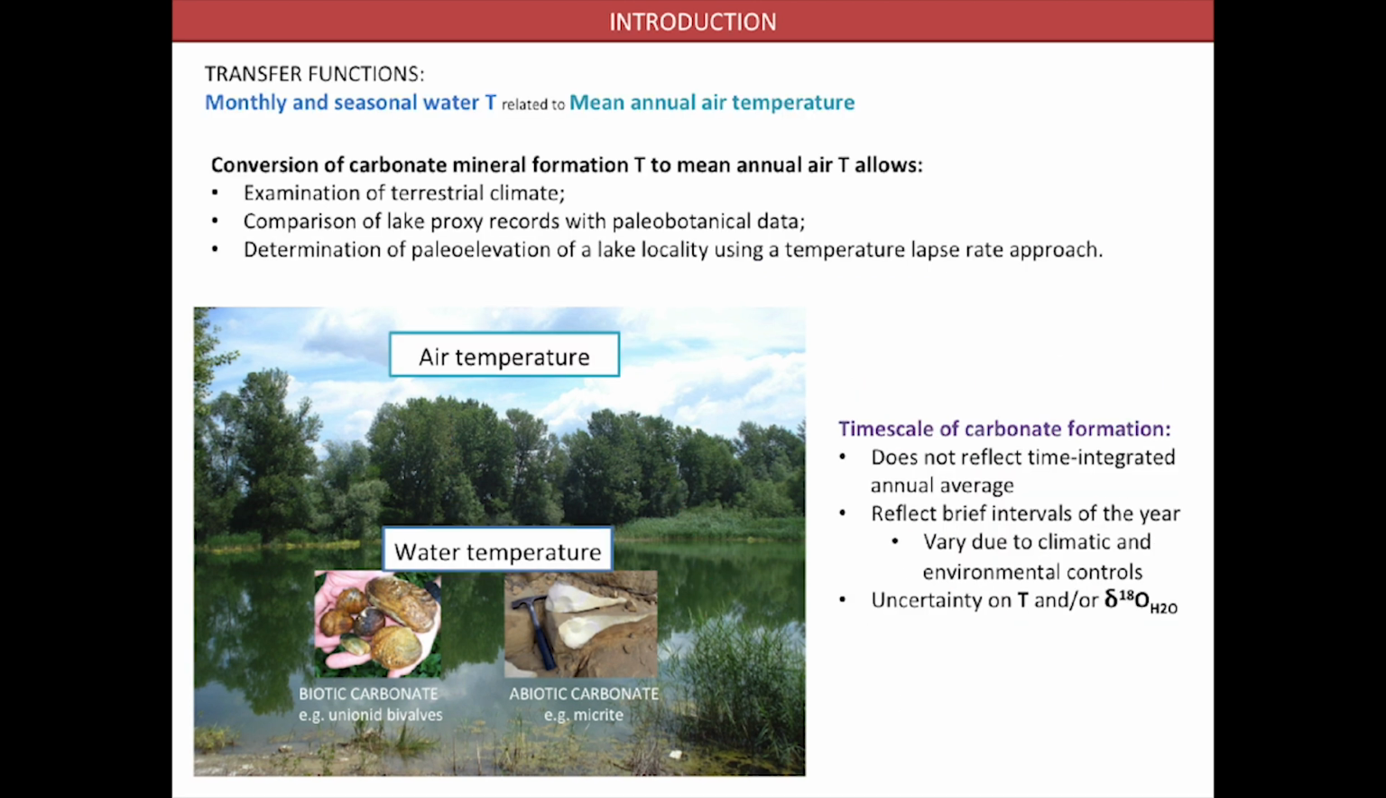So in this paper, they analyzed lake surface temperature records and compared these with seasonal air temperature data to develop transfer functions that relate monthly and seasonal water temperature to mean annual air temperature. This approach enables the conversion of carbonate mineral formation temperature to mean annual air temperature. Now, this allows the examination of terrestrial climate, comparison of lake proxy records with paleobotanical data, and determination of paleoelevation of a lake locality using a temperature lapse rate approach.